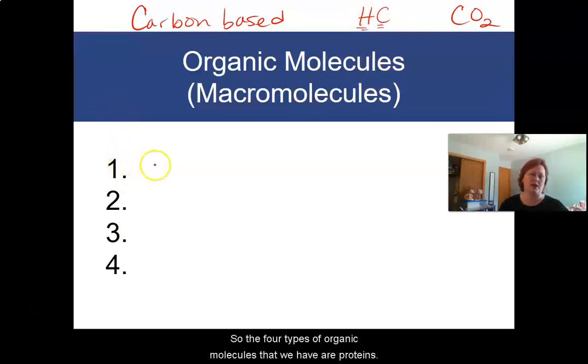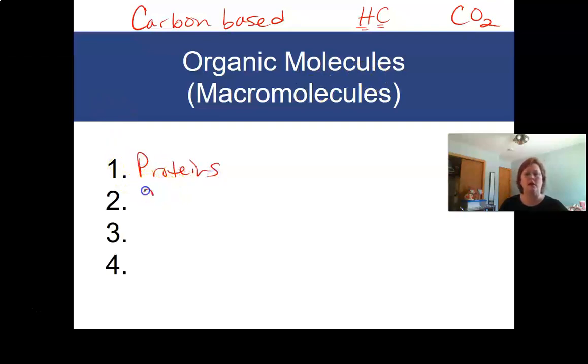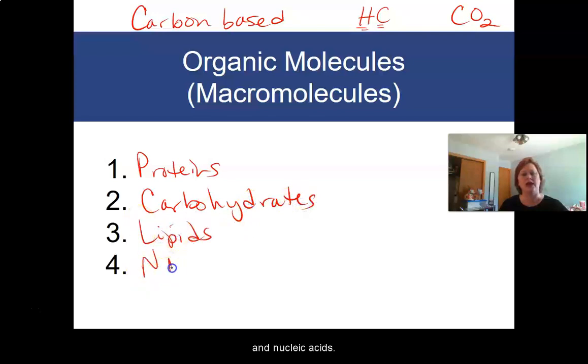So the 4 types of organic molecules that we have are proteins, carbohydrates, lipids, and nucleic acids.